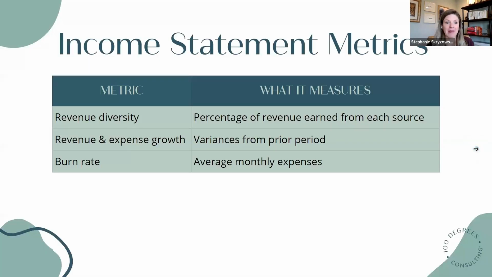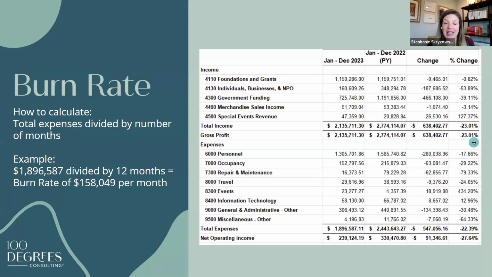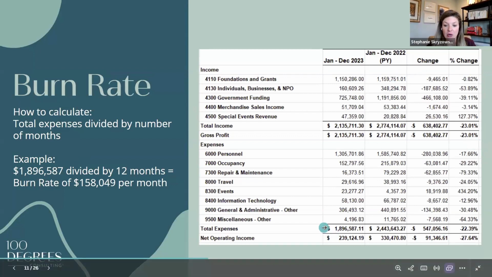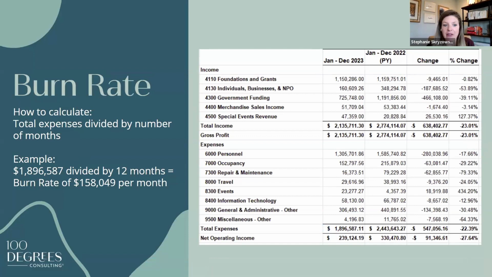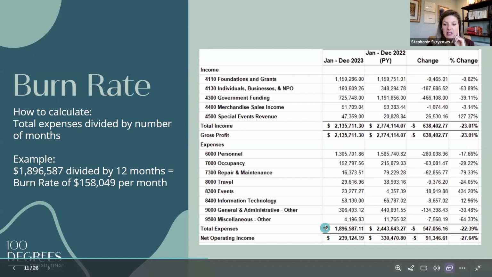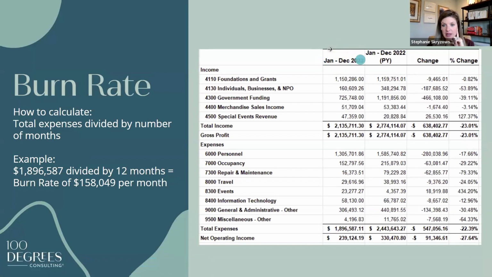The third metric from the income statement is your burn rate. This is your average monthly expenses. And this is important to know because we need to know how much money is going out the door every single month, right? So to get our burn rate, we are taking our total expenses divided by the number of months and just get an average per month, right? So in this case, our total expenses of 1.8 million divided by 12 months, because we're looking at a whole period here, you get a burn rate of $158,000 a month.